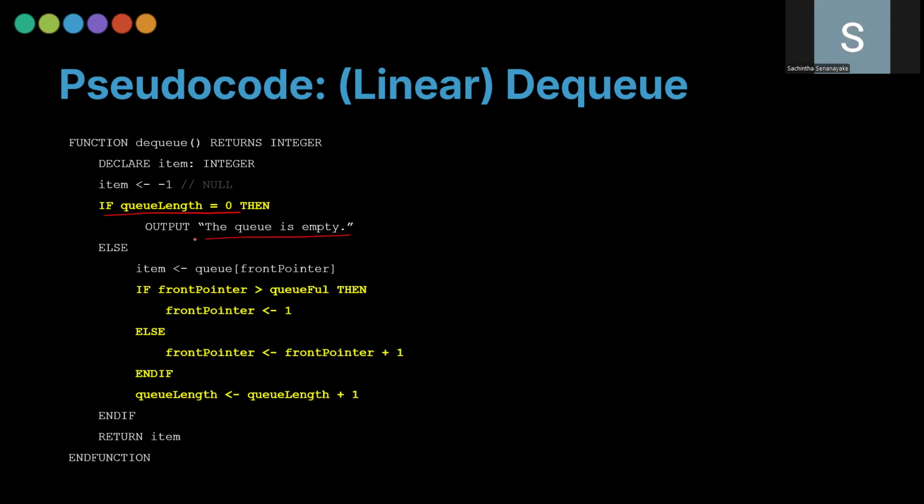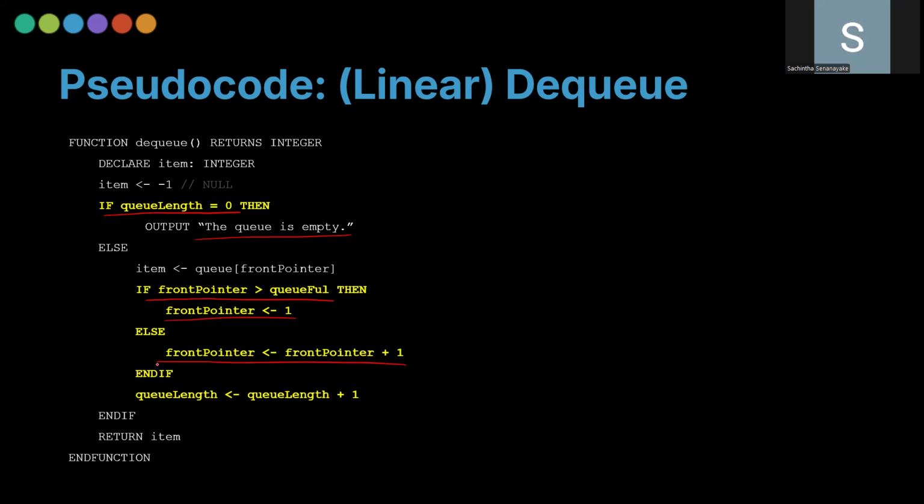If the queue is empty, of course, we know that the queue is empty and we output a message. But if the queue length is not equal to 0, that means there is an item left in the queue, but we don't know whether it is in the front or the rear. To detect that, we can check if our front pointer is greater than queue full. If so, if front pointer has exceeded queue full, then we know for sure the space must exist back at the front. So we can reset front pointer back to 1.